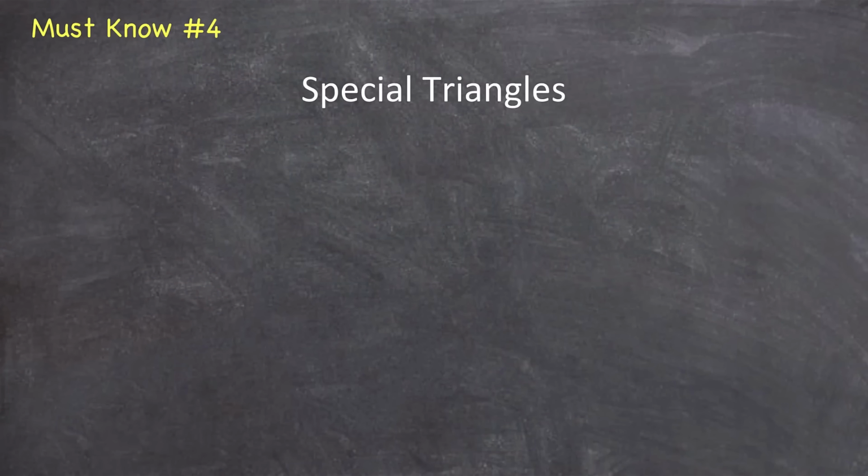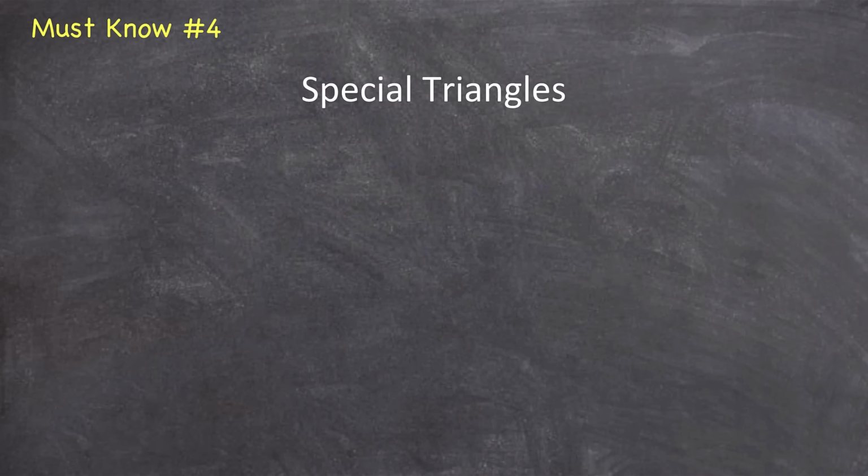Must know number 4, the special triangles. There are two special triangles that are going to allow you to find exact values of sine, cos, and tan for a few special angles. Let me construct those triangles for you.